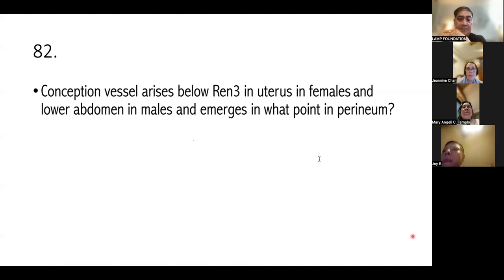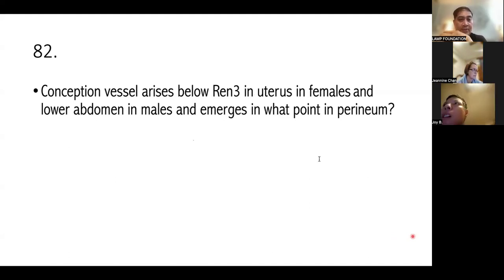Okay, let's go. The conception vessel arises below REN 3 in the uterus in females. Can you tell us the location of REN 3? Below the umbilicus po. REN 3 is fortune. Below the umbilicus po, because REN 4, 3, 2. How many fortune? Four. Fortune po.